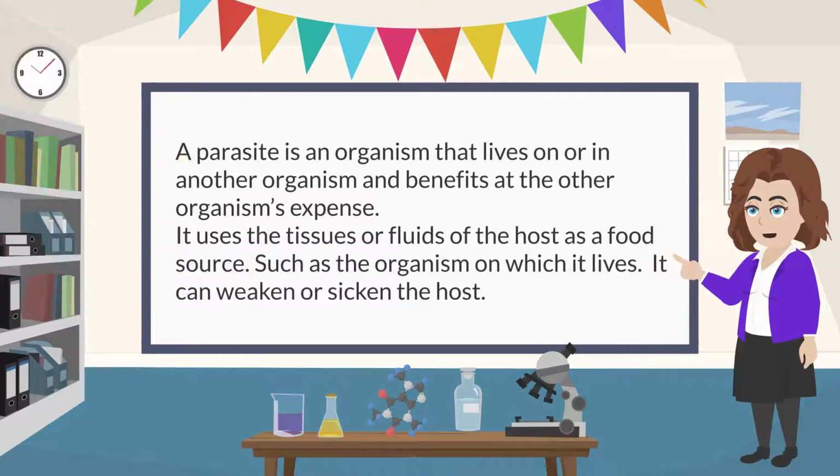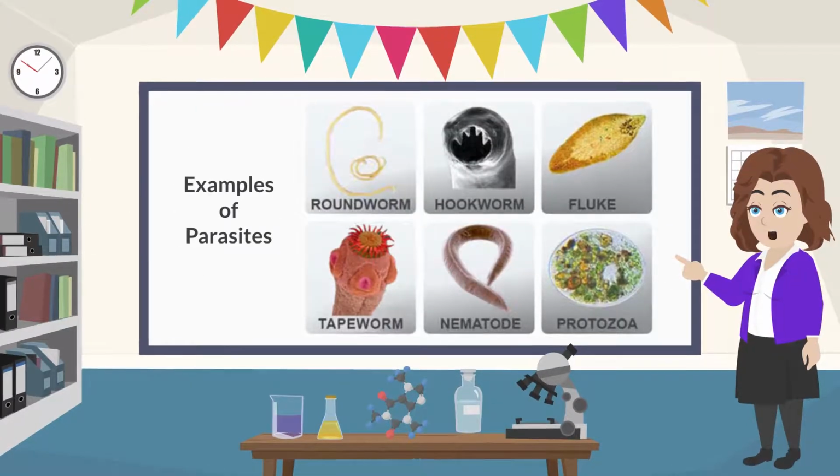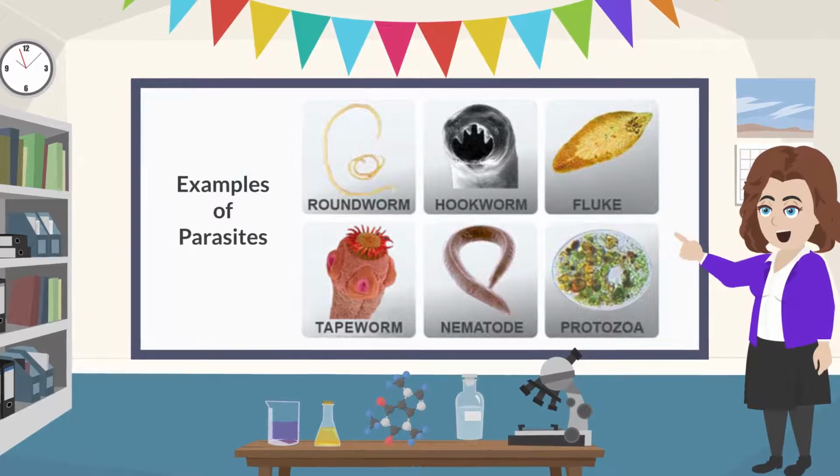A parasite is an organism that lives on or in another organism and benefits at the other organism's expense. It uses the tissues or fluids of the host as a food source, such as the organism on which it lives. It can weaken or sicken the host. Here you can see some examples of parasites.